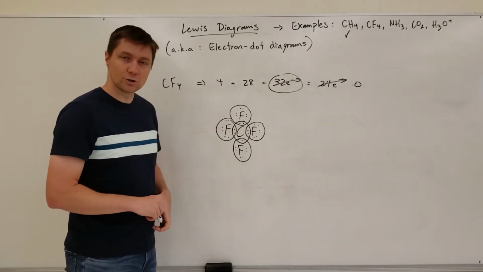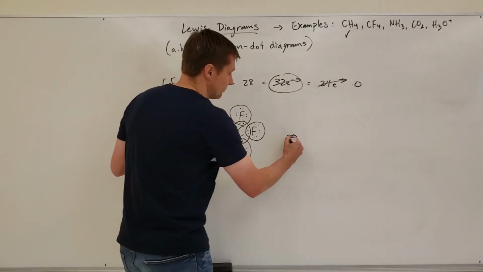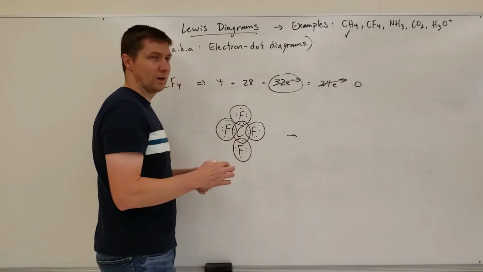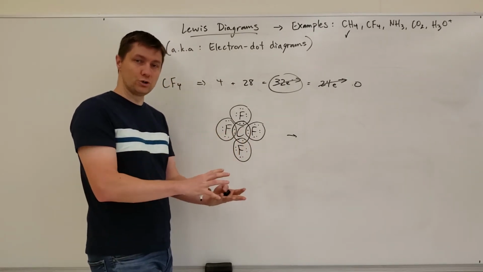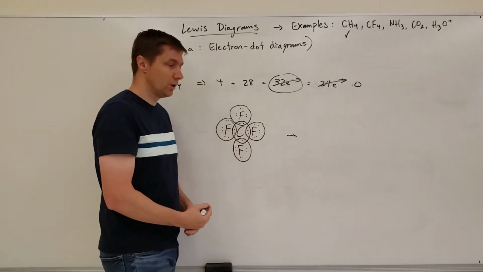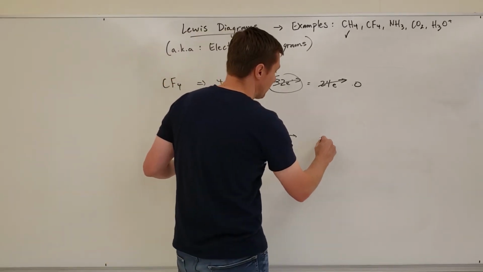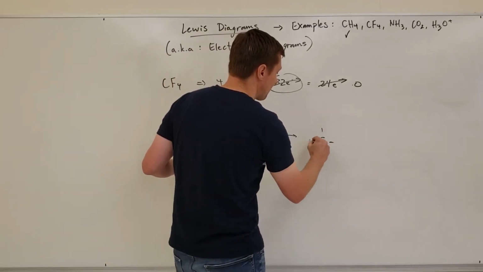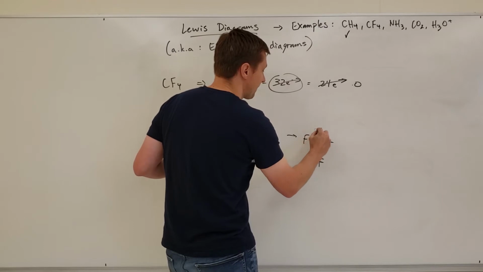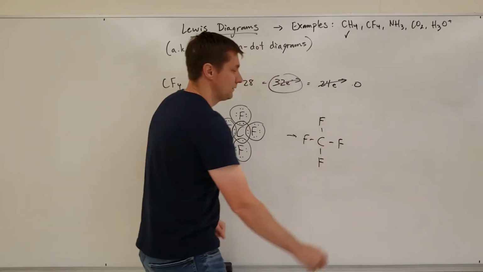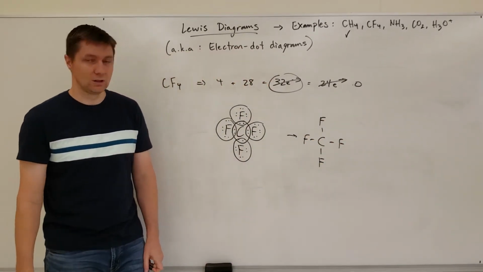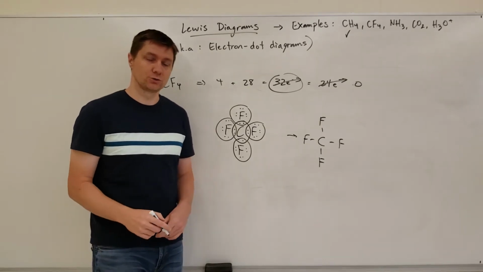And then I can make a structural diagram out of this as well. Okay, so my structural diagram, again, I'm going to have 1 stick for every 2 electrons that are used in bonding here. And so my carbon tetrafluoride molecule would look like that for its structural diagram.